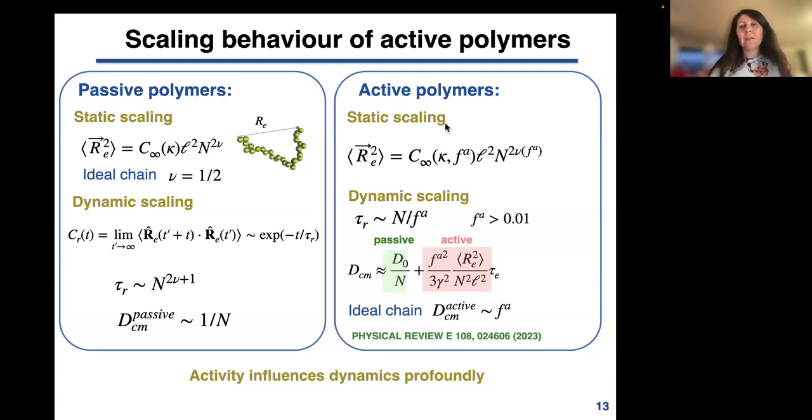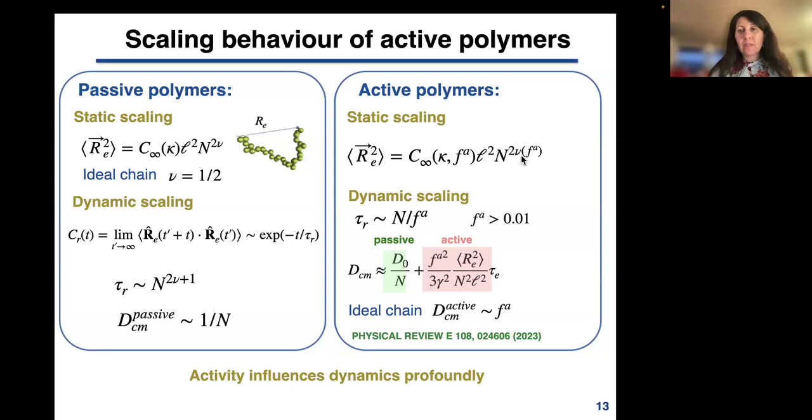And what happens now if you make the polymer active? One thing that changes, and I'm not going to go into detail, is that this stiffness constant, Flory's constant, not only depends on the bending stiffness, but also can depend on the active force.